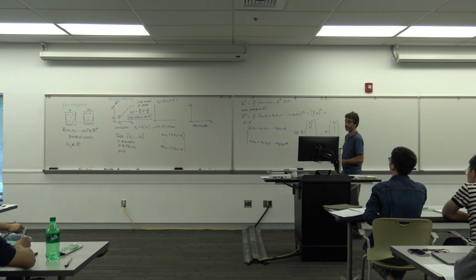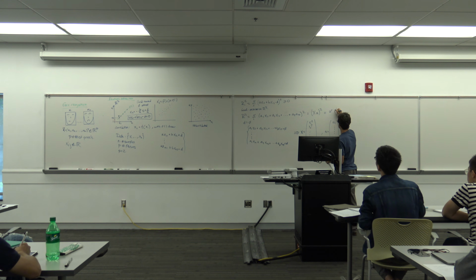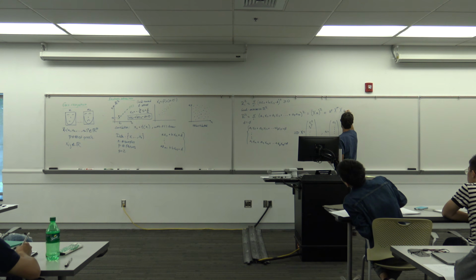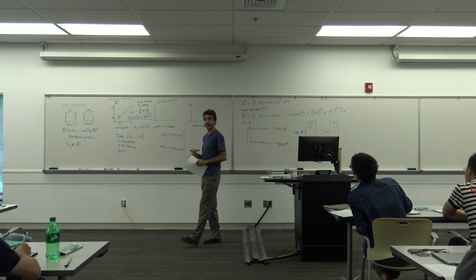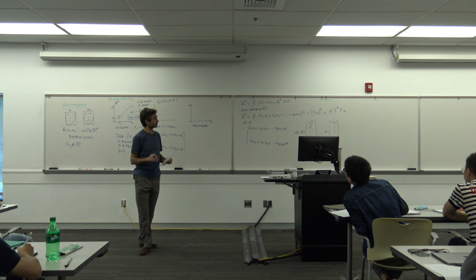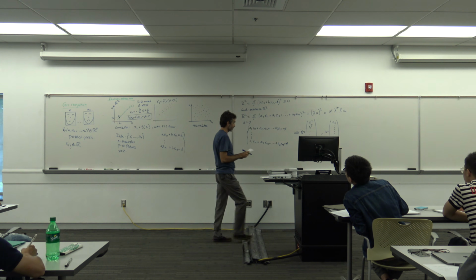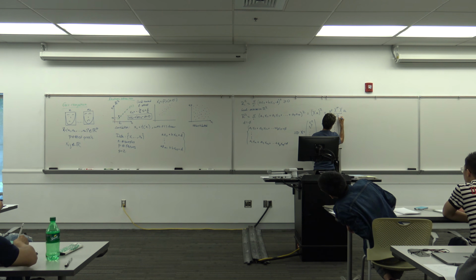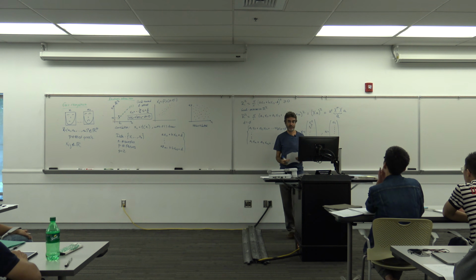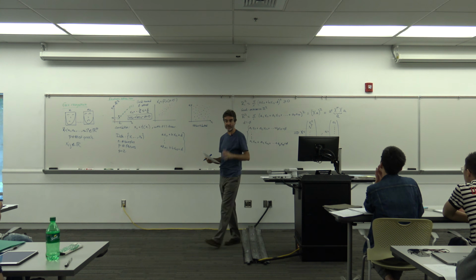Or if you prefer, you can decompose this as A transpose X transpose X A, right? And to simplify notation, let me call this X transpose X matrix Q. It's just the multiplication of two matrices, right?